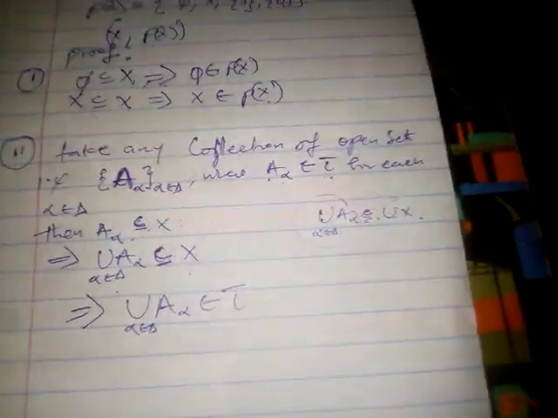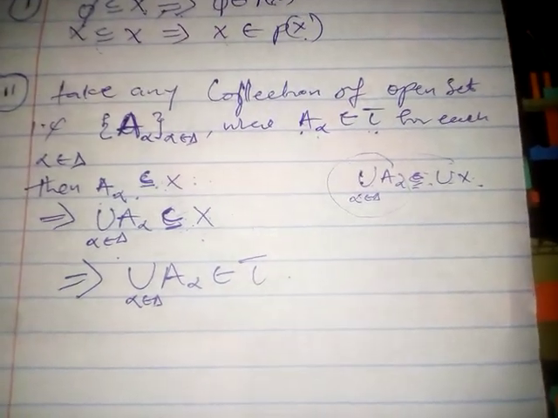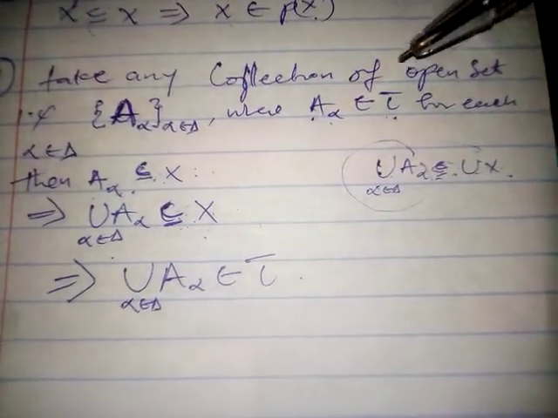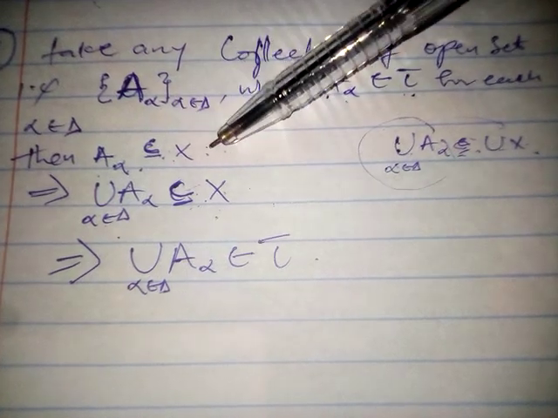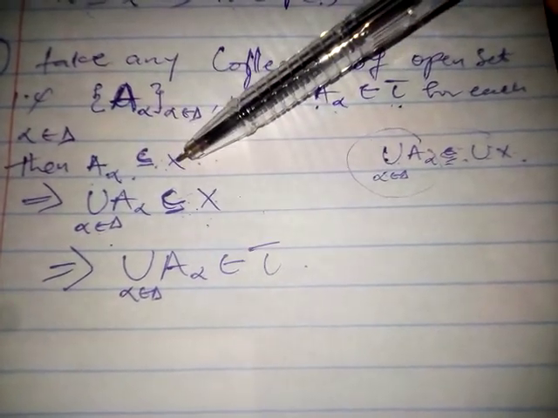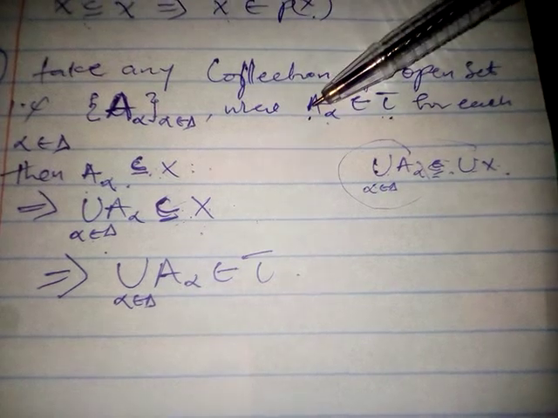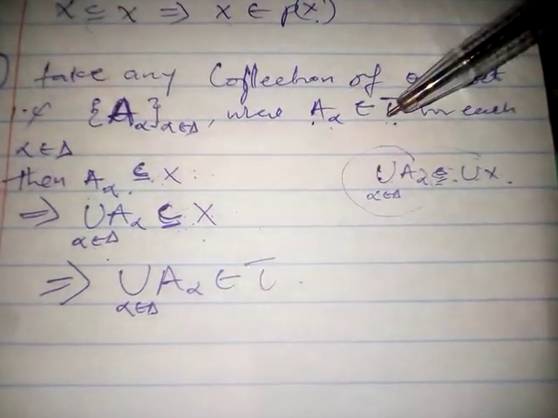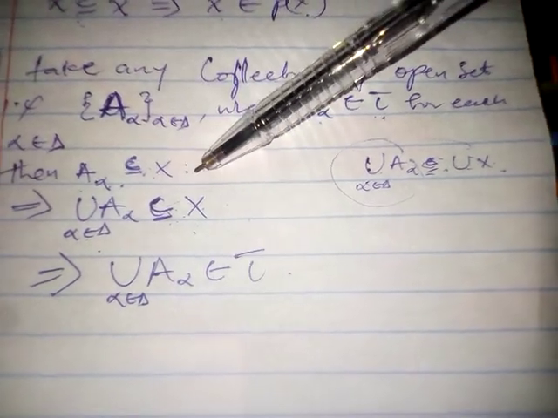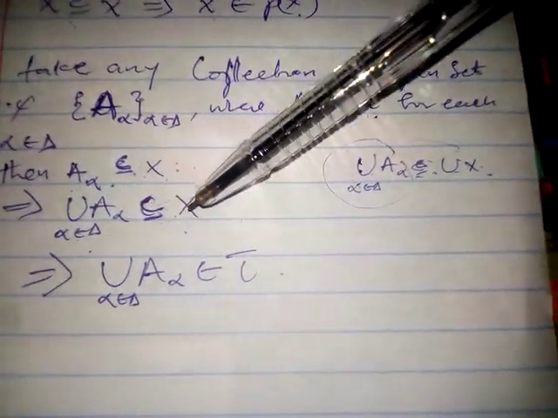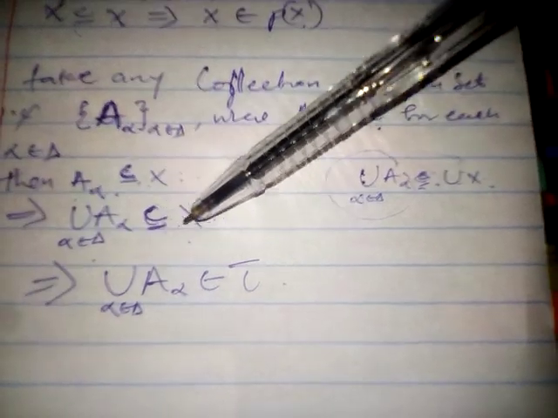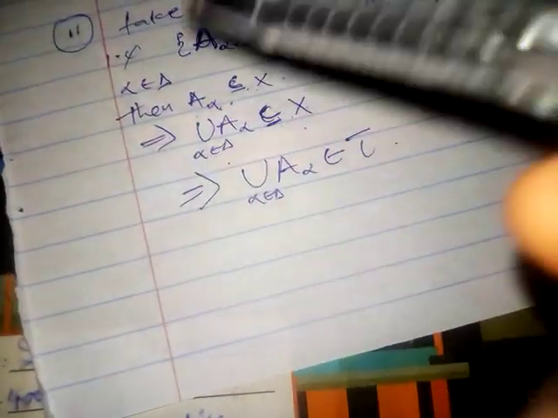So we said take any collection of open sets, that is, this is the collection where A alpha is in this for each alpha in the delta. Then A alpha is a subset of X. Now because A alpha is a subset of X, this implies that its union is a subset of X. A alpha is a subset of X because A alpha is in this topology. Since its union is a subset of X, this also implies that this union will be in the topology. So we move over to the third part.